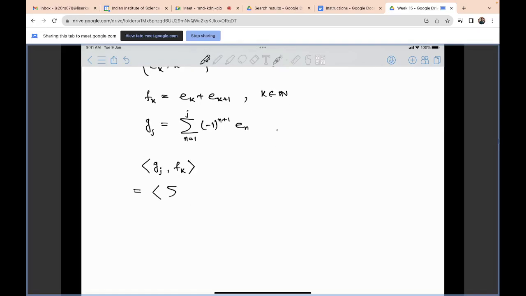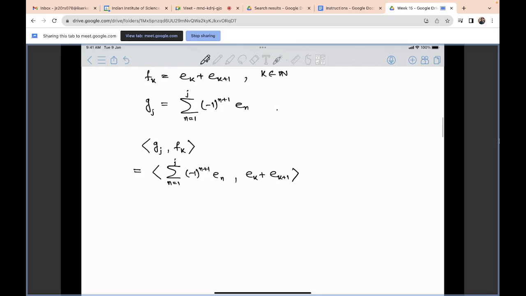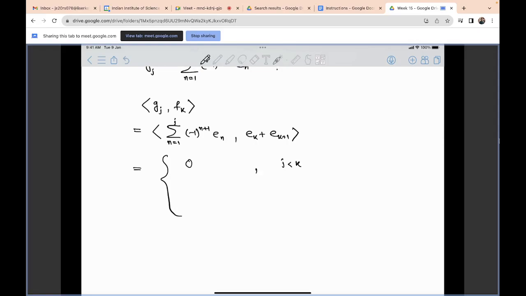Gj is basically the sum n equals 1 to j of minus 1 to the power n plus 1 En, and Fk is Ek plus Ek plus 1. Note that the Ek's are an orthonormal basis, so for k not equal to some k dash, the inner product is 0, and if they are the same, the inner product is 1. Suppose j is strictly less than k. Then in this sum, all the terms have index less than k, so taking the inner product with Fk, which involves Ek and Ek plus 1, you will get 0. So you get 0 if j is strictly less than k. Now what happens if j is k?